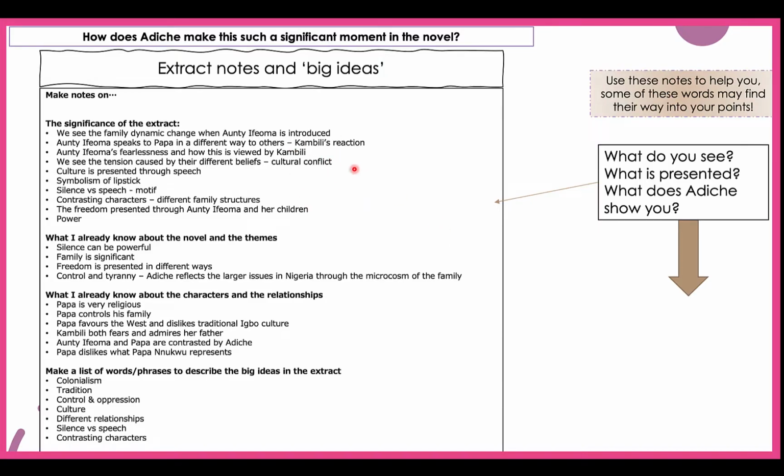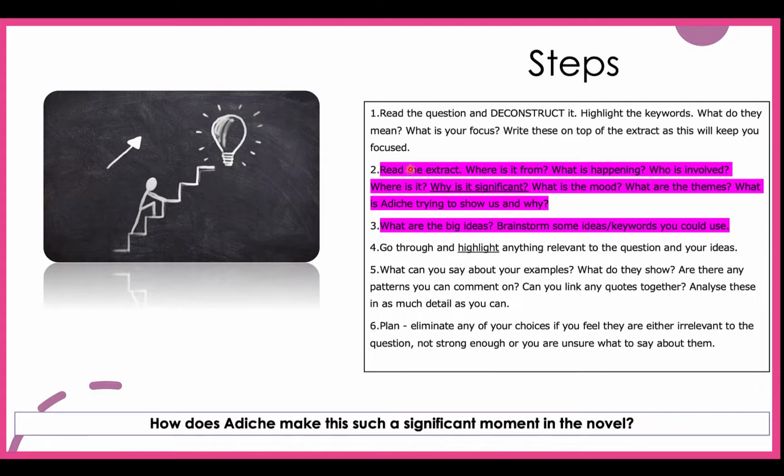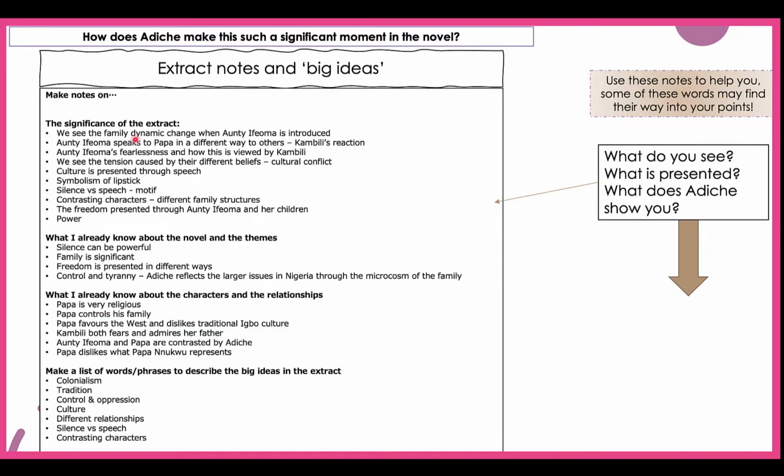So this is my initial note taking. Now obviously yours may not be as detailed, but I just want to show you the variety of things that you could say. So this is kind of a combination of my steps 2 and 3. So these are my notes. So I've made notes on, first of all, the significance of the extract itself. And I'm thinking about, what do I see? What is presented to me? What is Adichie showing me? And then I will start to think about the hows and the whys, which is where I focus on the quotations. So these are the different things that I think that I see.